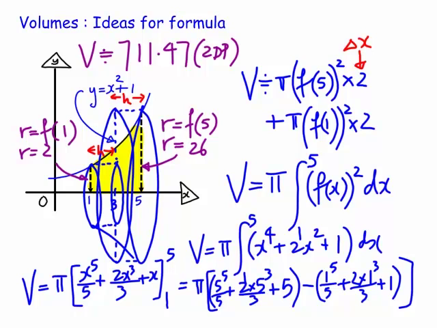Now if it was around the y-axis, the volume would equal pi integral maybe from c to d of f of y squared dy, because we have circular cross sections. This is sometimes called integration by slices or discs.